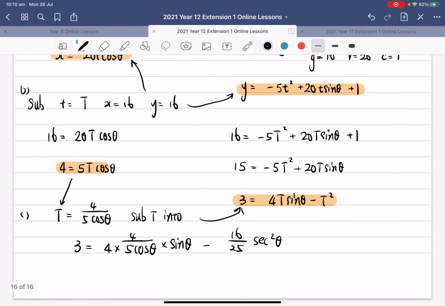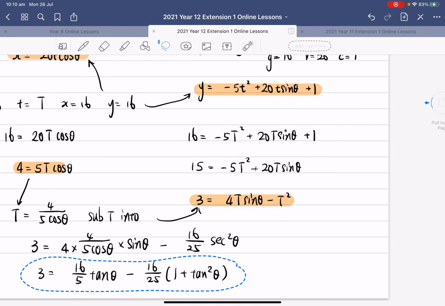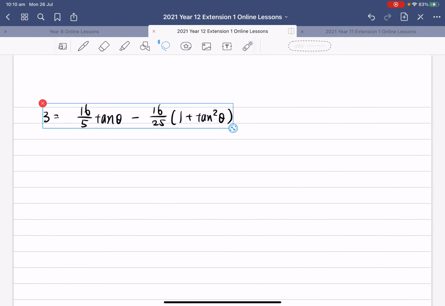So therefore now that gives us 3 is equal to 16/5 tangent theta minus 16/25 sec squared theta. Sec squared theta can be changed into 1 plus tangent squared theta. Let's just move into the next page. We are definitely on the right track. So now, all we have to do is expand and simplify.